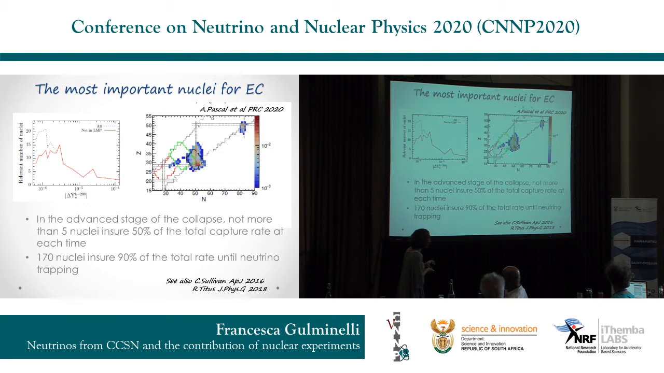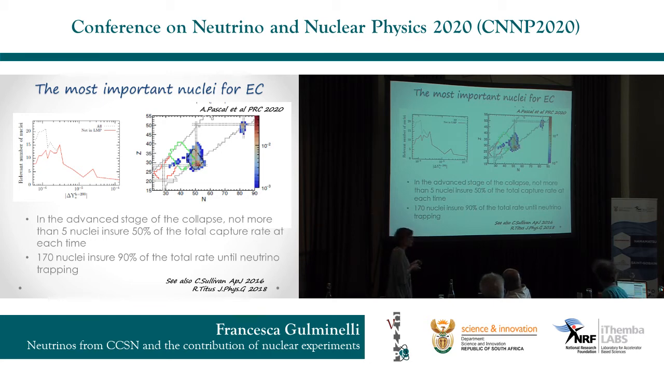And they all lie over here. This is our calculation. The black one is from Titus et al. The different sensitivity studies agree. And they are all around very neutron-rich nuclei, around N equal 50, and some little contribution from N equal 82 in the very last phase of the collapse.